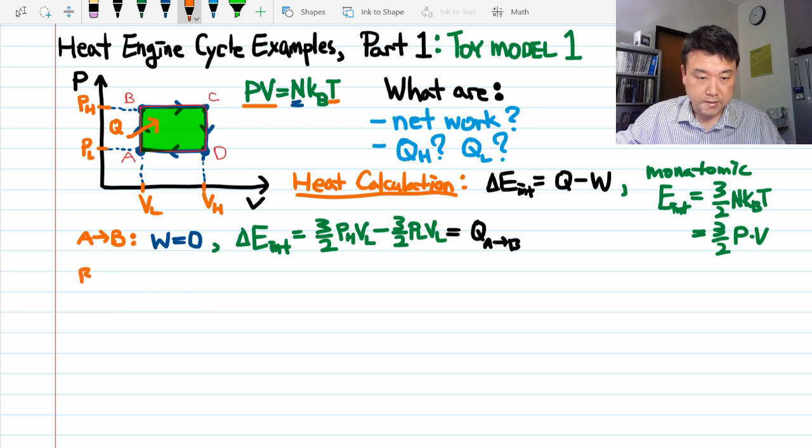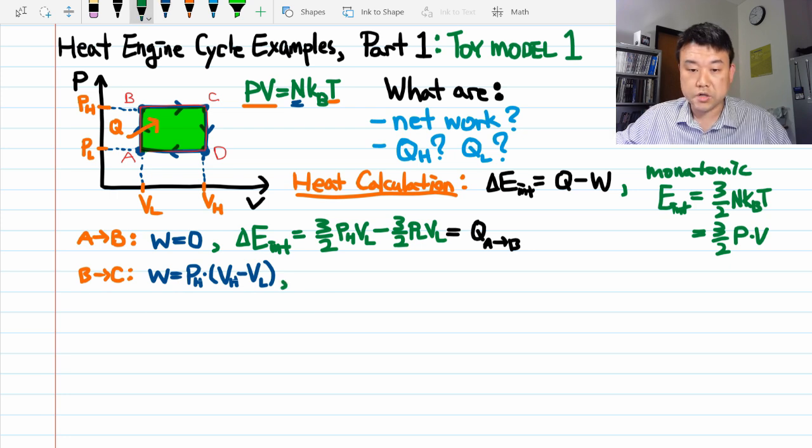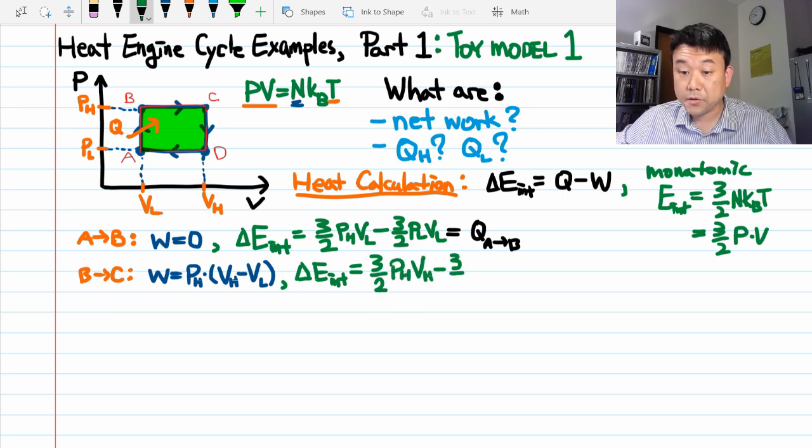So process B to C. Here the work done isn't 0. It's pressure times change in volume. You can see that it's doing positive work. And the change in internal energy is 3/2 times difference in pressure times volume. I'm going to keep them as separate terms because that's going to make our later algebra a little bit easier.